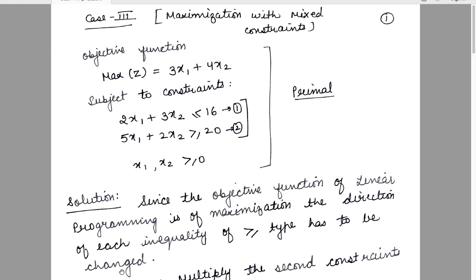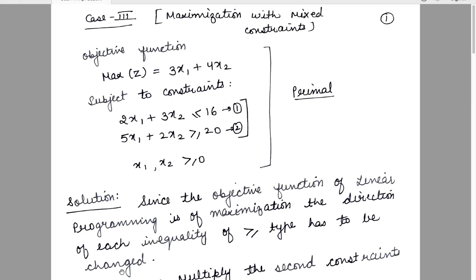And now the case 3. Here the objective function is maximization with mixed constraints. So what is the meaning of mixed constraints? Here it means in the question you can see both the signs greater than equals to and less than equals to. So how can we solve this type of question? Before solving this question, we need to convert some constraints, signs of some constraints.